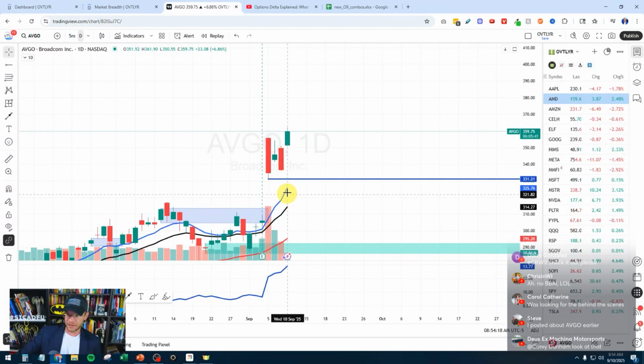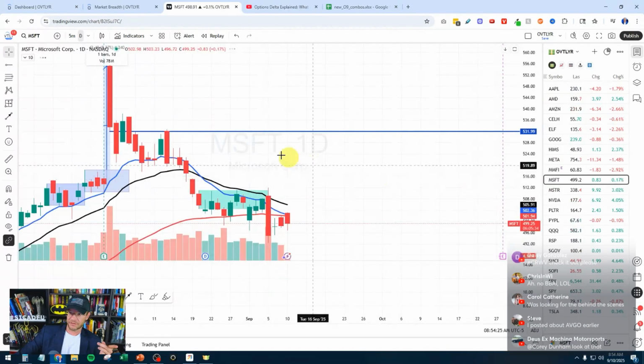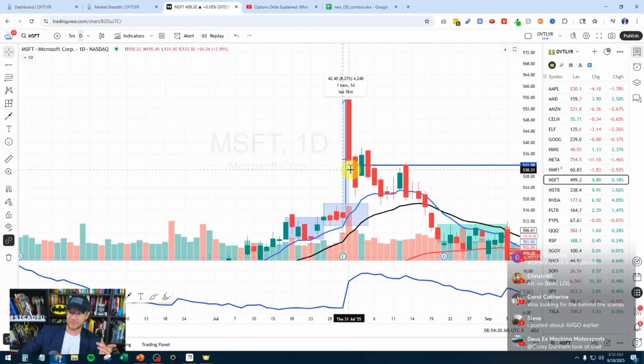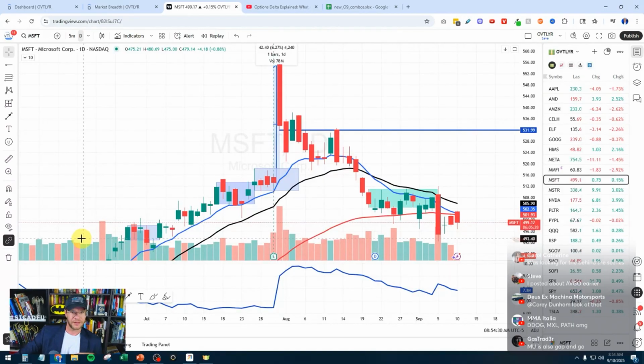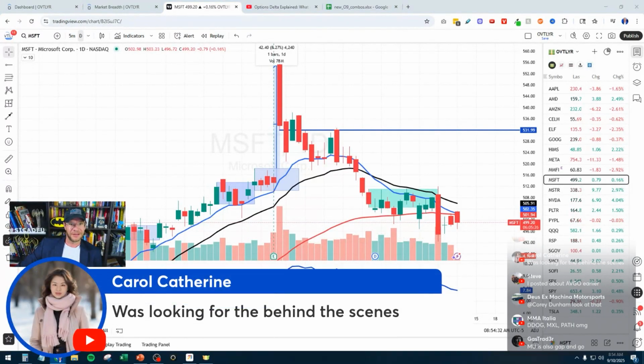I would wait until the close of today, Rick. But yeah, a gap and crap is when it gaps up like this and then comes right back down. Microsoft had exactly that. It gapped up and closed down within 3 candles. There you go.